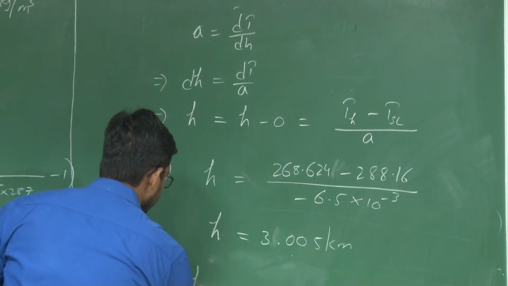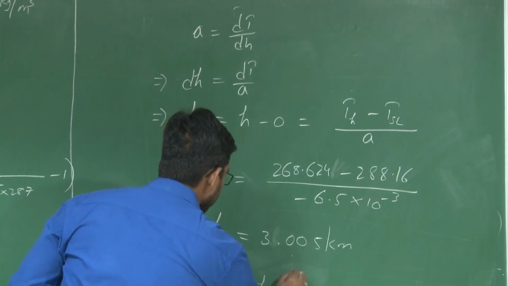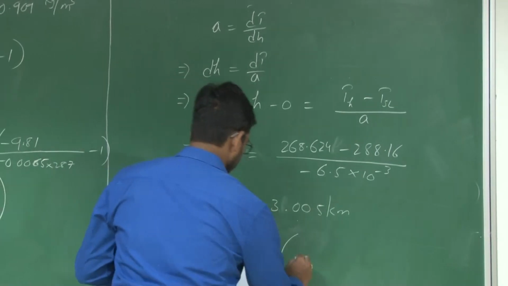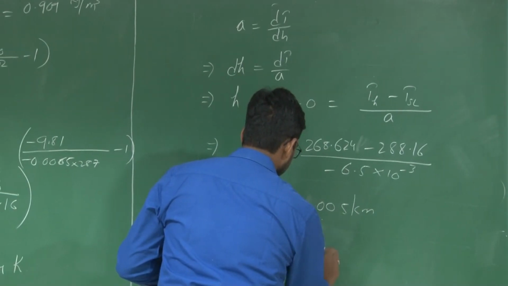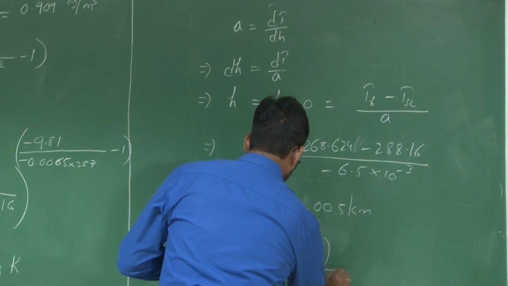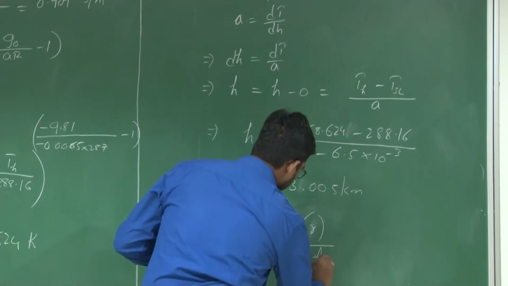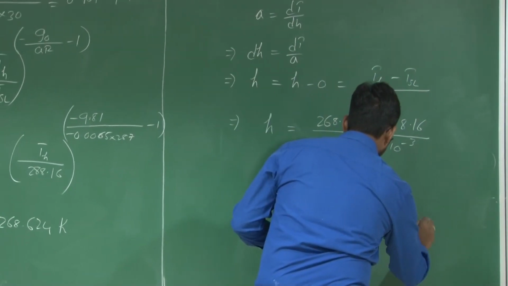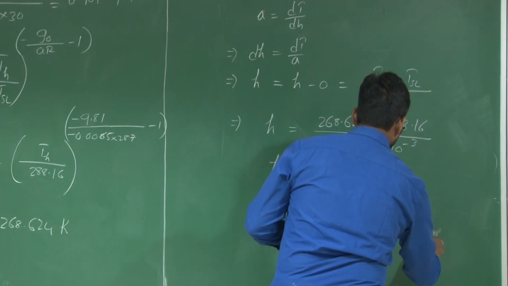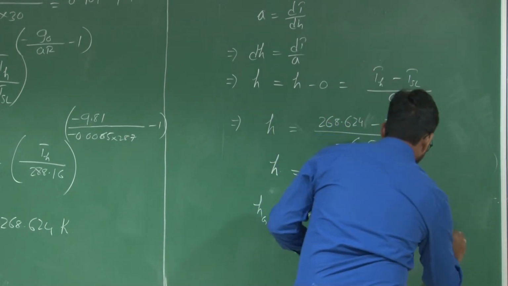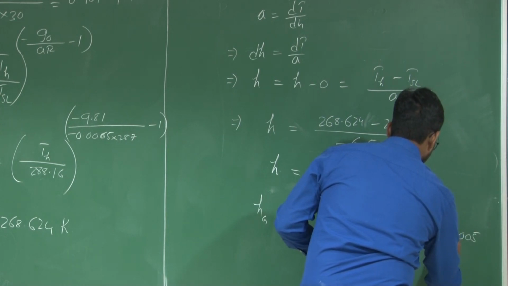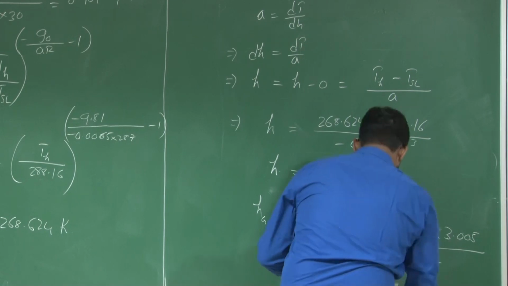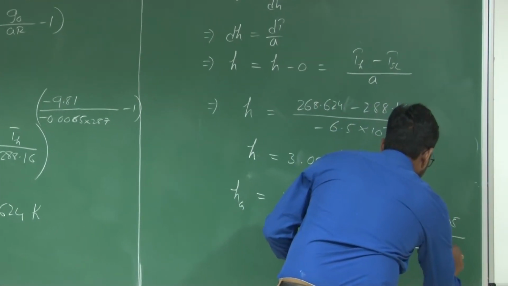Now the corresponding geometric altitude is h into radius of earth, small r, divided by r minus h. This equals 6400 into 3.005 divided by 6400 minus 3.005.